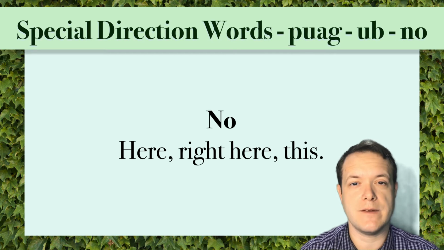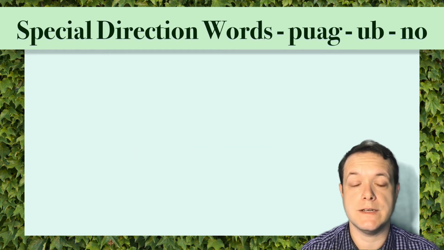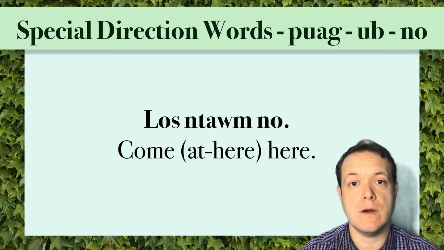The next word, no, N-O, is also a special direction word. And perhaps you're thinking, how is it special? It's one of the most common direction words there are. No, unlike other direction words, is often paired with other direction words to paint a bigger picture. So no in itself means right here or here, and it's used to indicate the location closest to you personally, closest to the speaker. No can also mean this. Now let's look at some examples. Lon dao no, lo dao no, which means come here, or come at here, here.